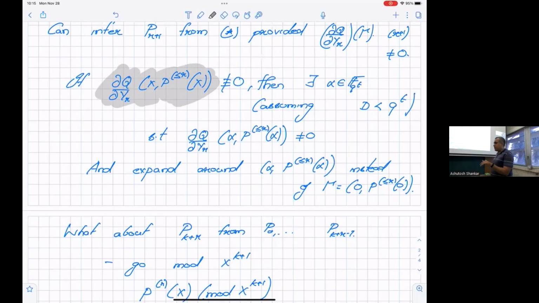So you run over all alphas from that field, plug it into dou q by dou y r, and check whether dou q by dou y r is non-zero for it. If it is non-zero for even one of them, you use that as your starting point and go ahead. So you go over all possible points in F_q squared to the power r plus 1, and check if dou q by dou y r is non-zero on any one of them. If it is, you are going to do the whole thing around that point.